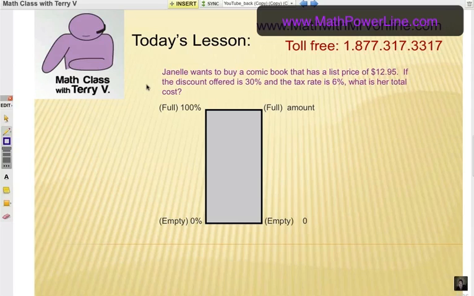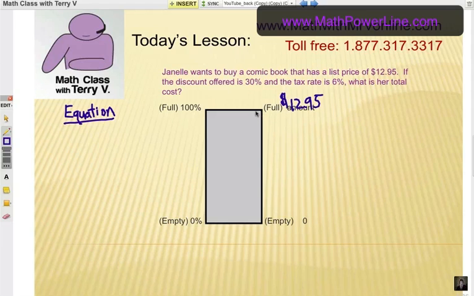Janelle wants to buy a comic book that has a list price of $12.95. If the discount offered is 30% and the tax rate is 6%, what is her total cost? Now if we do this in equation form, then it takes a few more steps, but it kind of gives us a general idea, and then we'll use the proportion method to speed it up. So 100% is the full price, and the full amount then is $12.95. So that's our starting point.